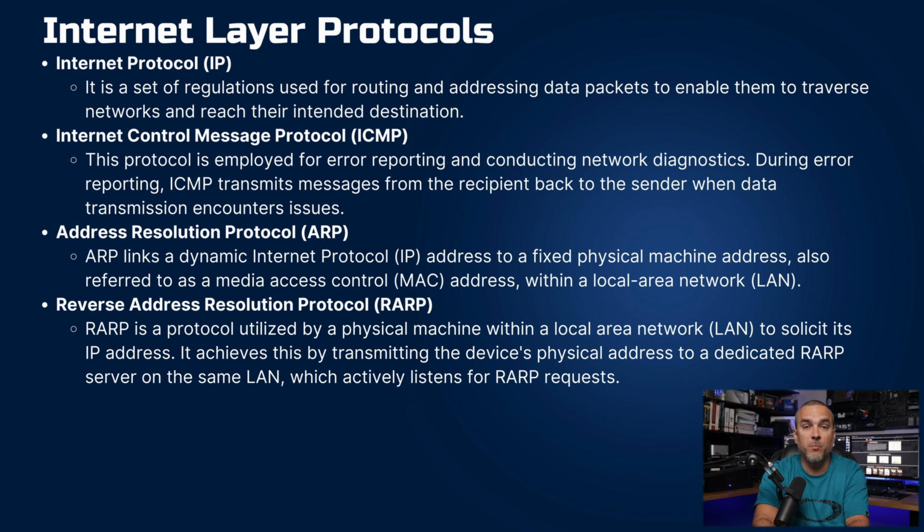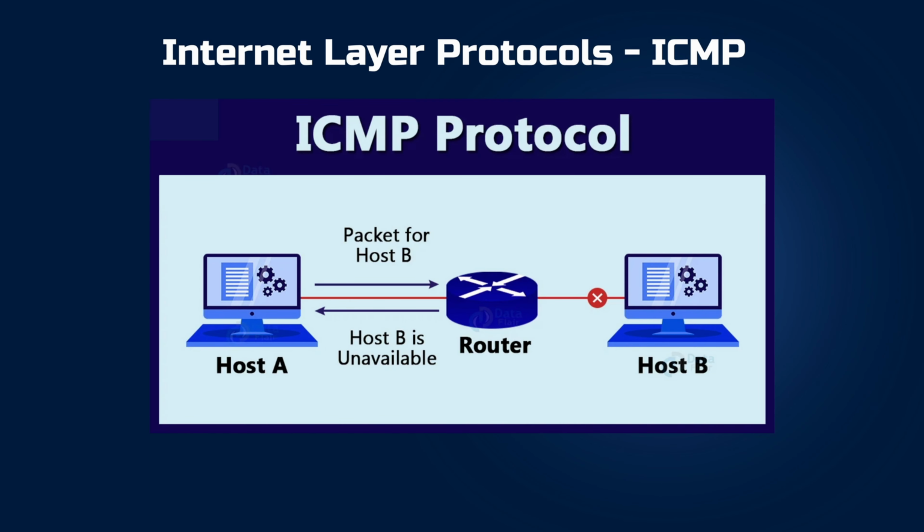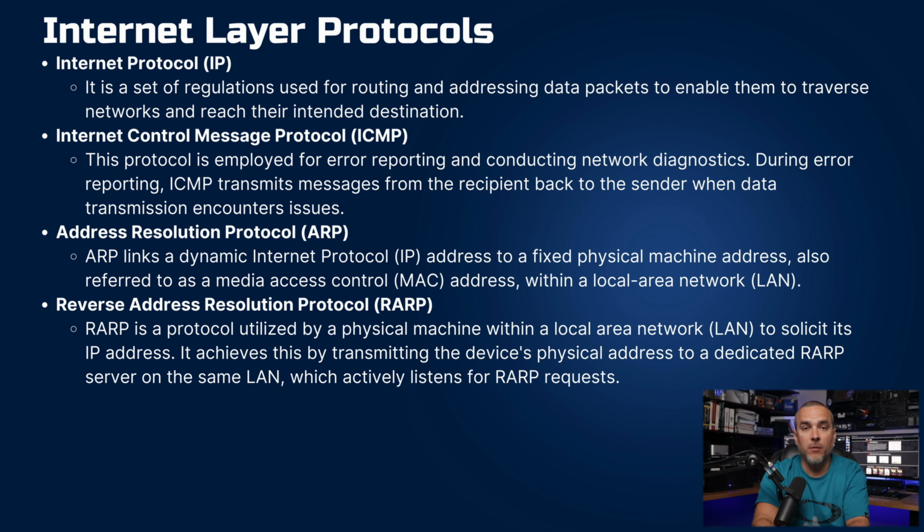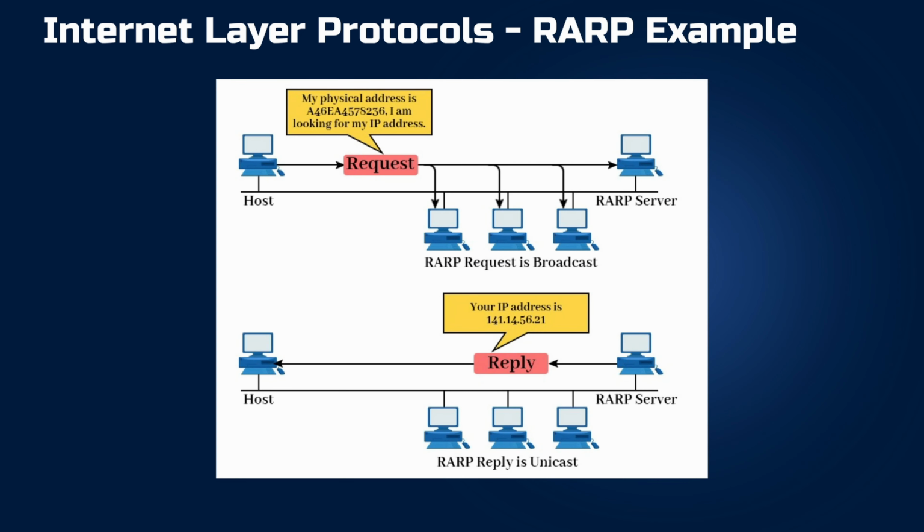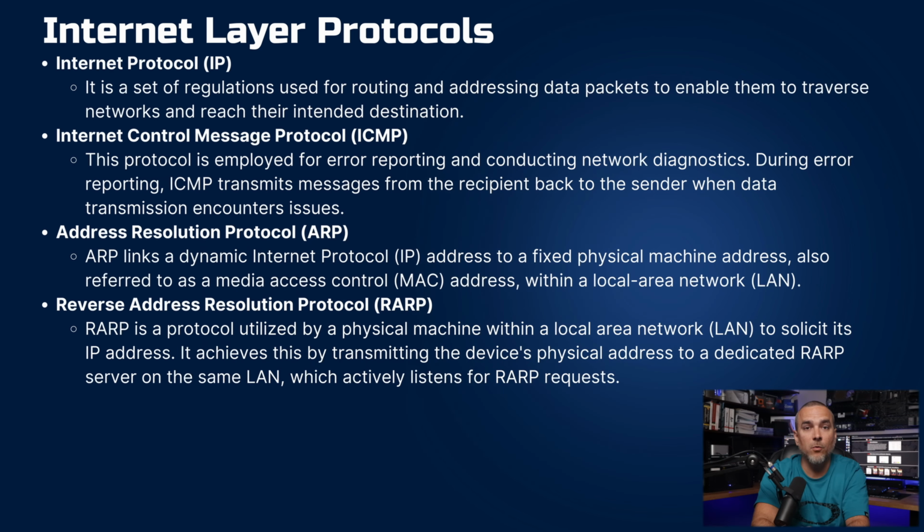Next is the Internet Control Message Protocol, ICMP. It is used for reporting errors and performing network diagnostics. In the error reporting process, ICMP sends messages from the receiver to the sender when data does not come through as it should. Then we have Address Resolution Protocol, or ARP. It connects a constantly changing Internet Protocol or IP address to a fixed physical machine address, also known as the Media Access Control or MAC address, in a local area network. Last is Reverse Address Resolution Protocol, or reverse ARP. This is a protocol a physical machine in a local area network can use to request its IP address. It does this by sending the device's physical address to a specialized reverse ARP server that is on the same LAN and is actively listening for reverse ARP requests.